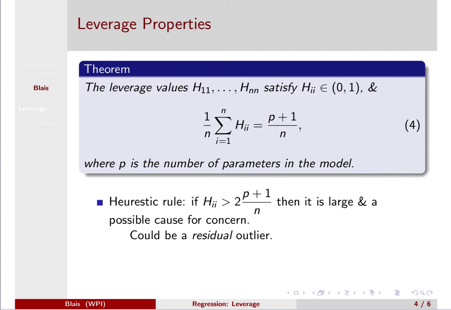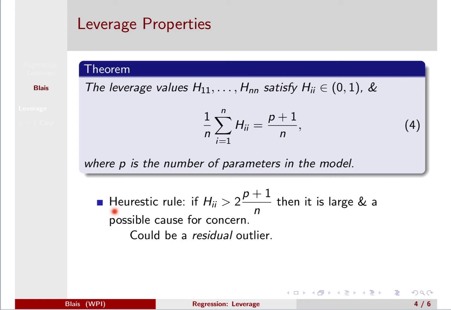Now, one key property for these leverage values is that they all are in the open interval (0, 1). And then if you take the average of them, you get (p plus 1) over n. Recall that p plus 1 is the number of beta coefficients in the regression model, and n is the number of observations.